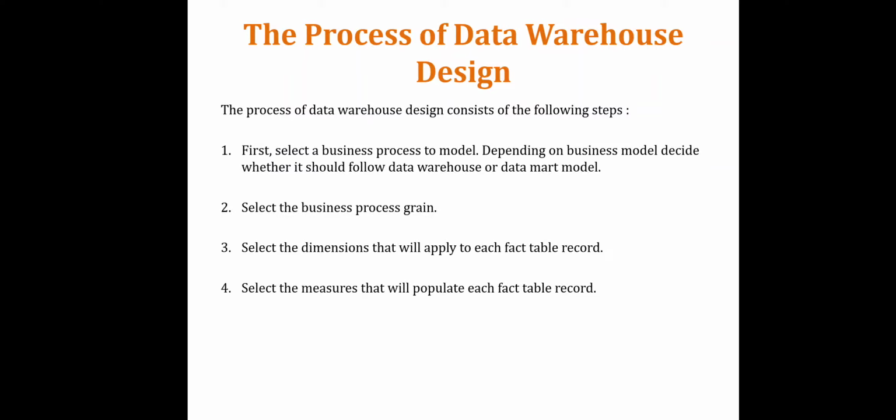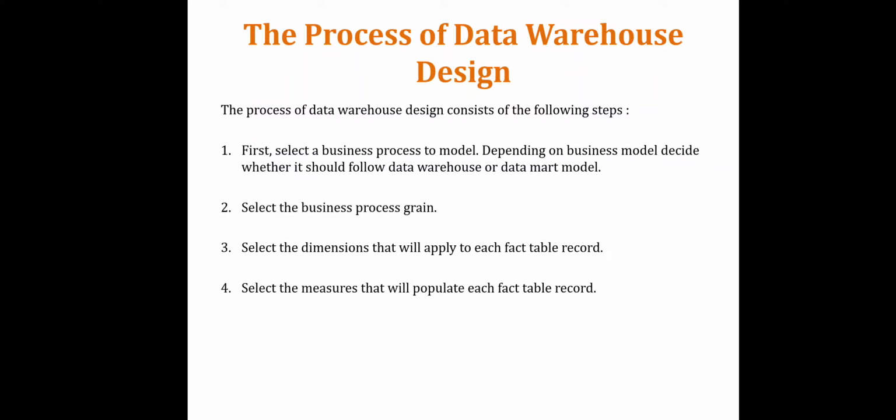The next thing is to select the grain of the business process. The grain is the fundamental, atomic level of the data to be represented in a fact table for a process. We have seen what the fact table and the dimension table are. So we have to choose that fundamental or atomic level of data to be represented in the fact table, for example an individual transaction or an individual daily snapshot, etc. This kind of data we have to select for the business process.